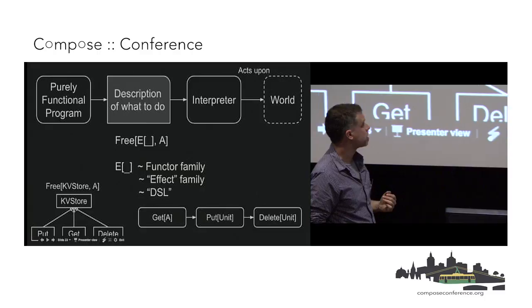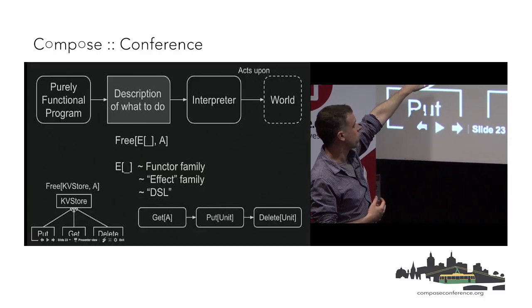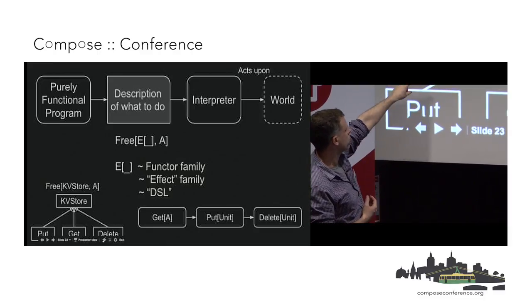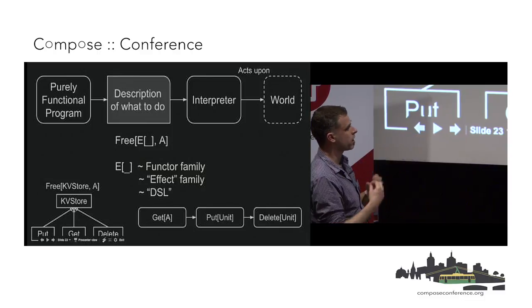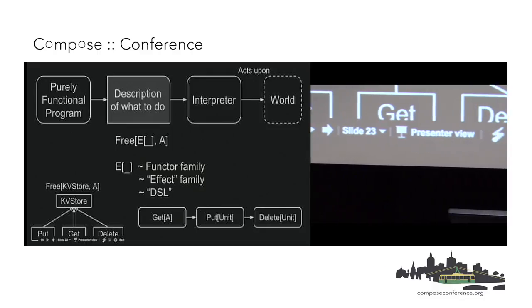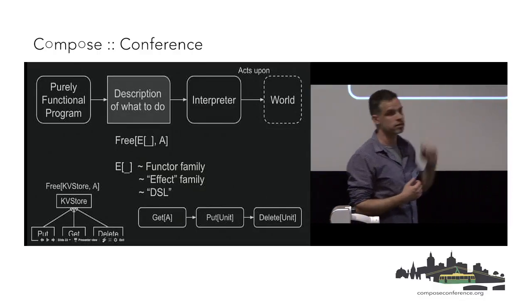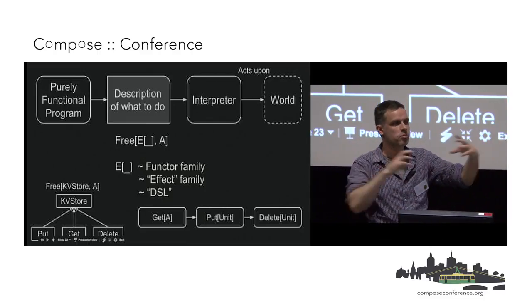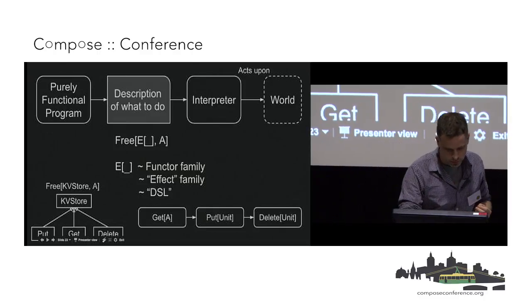An example of that taken from the Cats website is a Free of a KV, or key value store, that finally yields an A. But the key value store family of functors consists of functors that encapsulate operations on a key value store: getting a value out of the store and yielding a read of a value A from the store, putting into the store, and deleting a key from the store. And the Freer Monad lets you chain together a computation consisting of those operations.